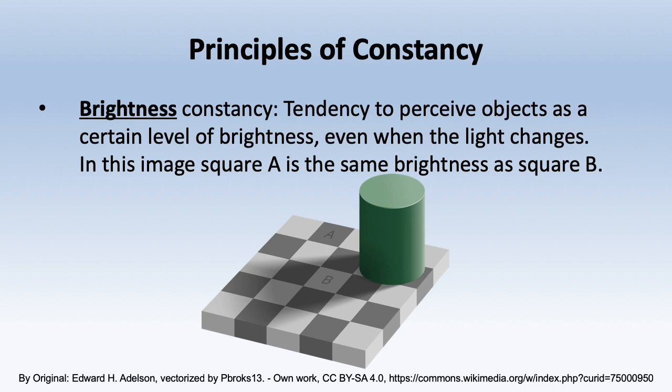This is a tendency to perceive objects as a certain level of brightness, even when the light changes. So, for example, in this image, square A is the exact same brightness as square B. Take a look at that. Does it look like that to you? Well, the odds are most of you would think that A is darker than B.